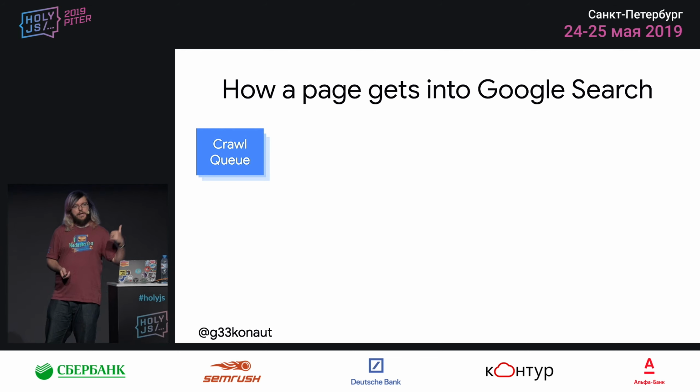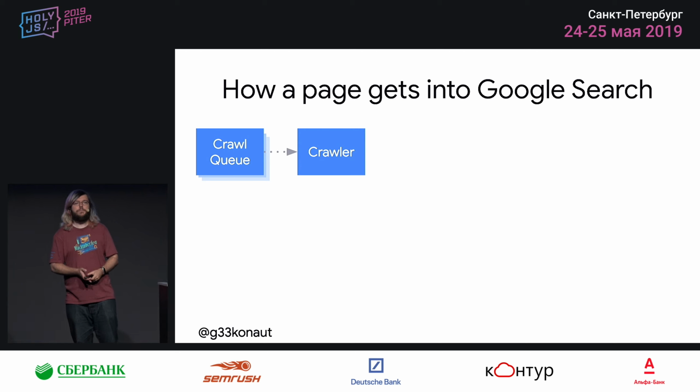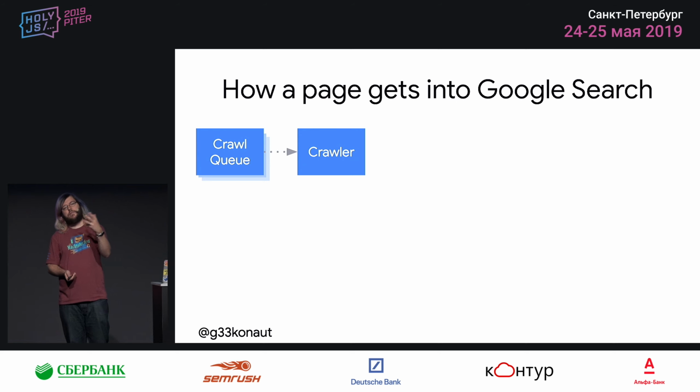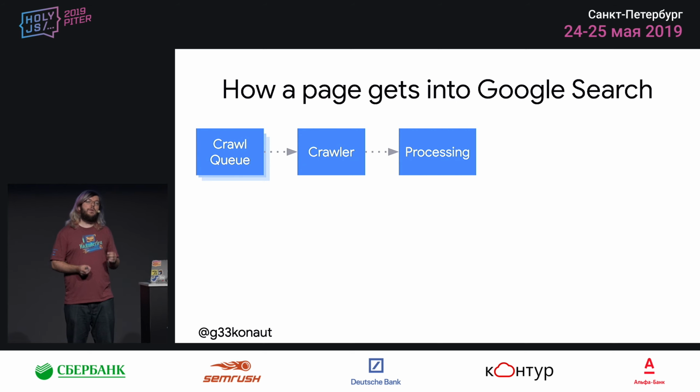So we have a list of URLs, and we take a URL off of that list, and then basically make an HTTP request to get the HTML. That's what we call crawling. That's the very first step of the process. We basically start by making this HTTP request, grabbing the HTML, and then we process that.